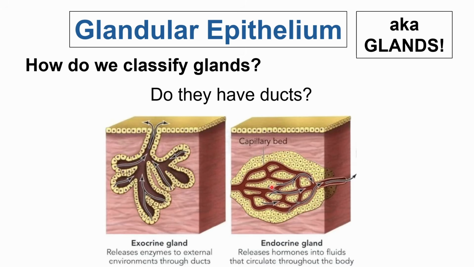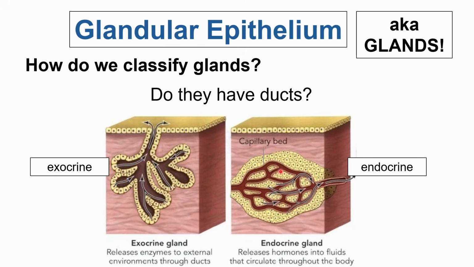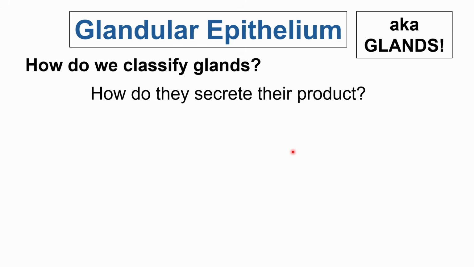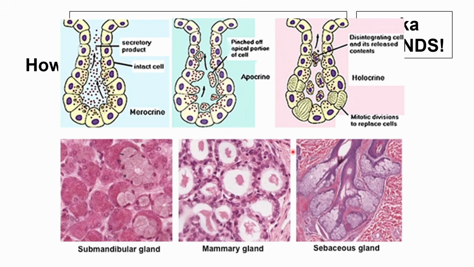The duct system, again, exocrine versus endocrine. If with ducts, it is your exocrine gland. It needs the duct because it needs to transport its secretion outside. Okay? While your ductless glands or your endocrine glands do not need them. How about the manner by which they secrete the product? We have three types, no? We have your merocrine, apocrine, and holocrine.